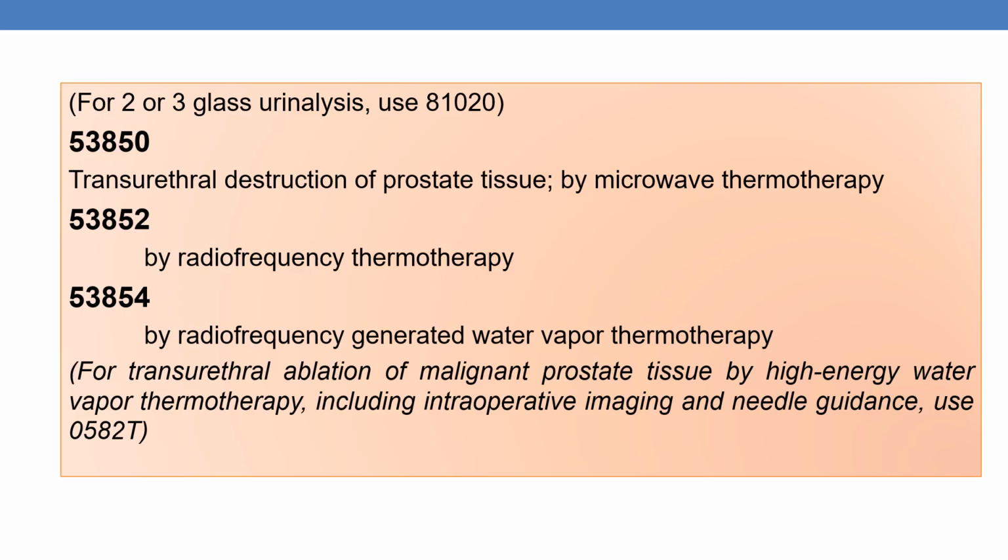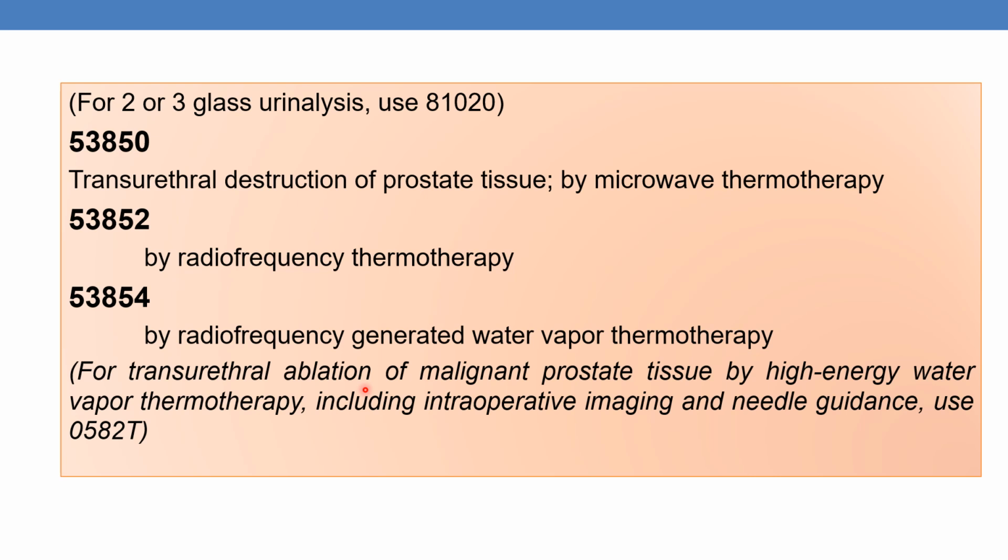Now coming to the first CPT in the other procedures, the first one is 53850. It deals with transurethral destruction of prostate tissue by microwave thermotherapy. The next is 53852, transurethral destruction of prostate tissue by radiofrequency thermotherapy. Previously it is microwave thermotherapy, now it is radiofrequency thermotherapy. And if it is by radiofrequency generated water vapor thermotherapy, the CPT is 53854.